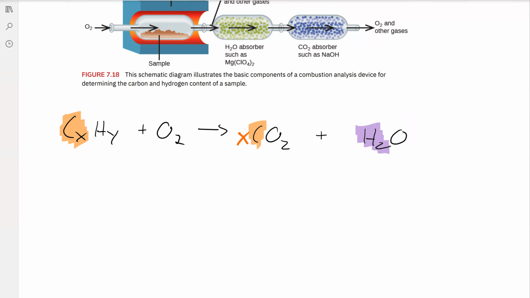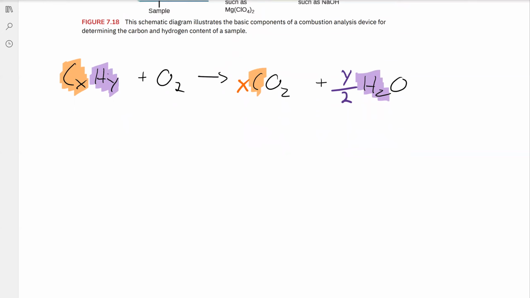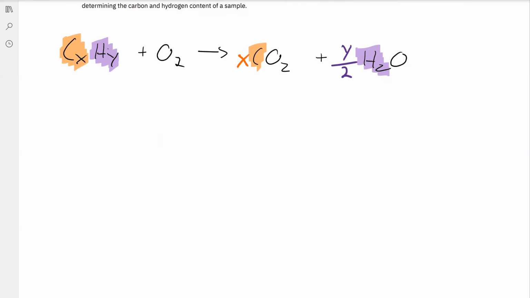If we think about where all of our hydrogen is coming from, well, it's coming from our hydrocarbon as well. And if you think about the stoichiometric ratios, we have 2 hydrogens in this water molecule. So for however many hydrogens there are here, we'll get half as many water molecules. So this would be y over 2. Because for every 1 hydrogen, you only get half a water molecule, or you need 2 hydrogens on the left side to make 1 water on the right side.